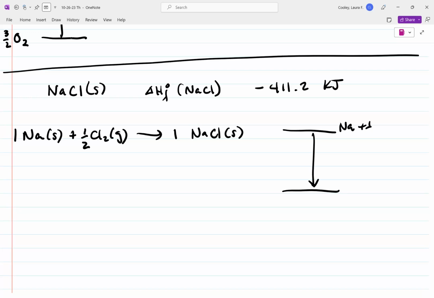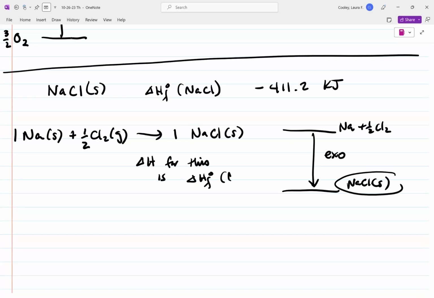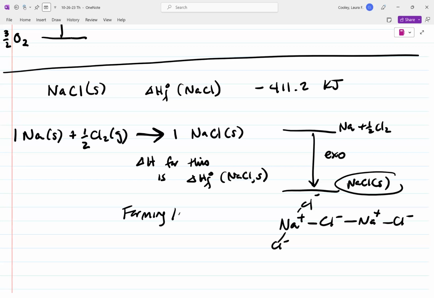Here's your elements. Here's your solid NaCl. And so this is exothermic, forming NaCl from the elements releases energy. So delta H for this is delta HF0 for NaCl. Now, why do you think that would be negative? What's going on in an NaCl crystal, which is what this is? You have these positive and negative charges that attract each other. Those are called ionic bonds. When you go in this direction, you're forming a lot of ionic bonds. And bonding stabilizes systems. So you're forming lots of ionic bonds, and that stabilizes the situation. Okay.